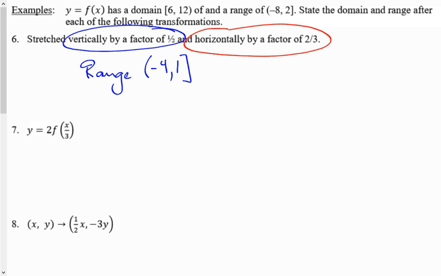Horizontally by a factor of 2/3. So again, when we're given stretch factors, that's telling us exactly what's happening to x's and y's. So my x's will be multiplied by 2/3. So 2/3 of 6 is 4. 2/3 of 12 is 8. Oops, round bracket.